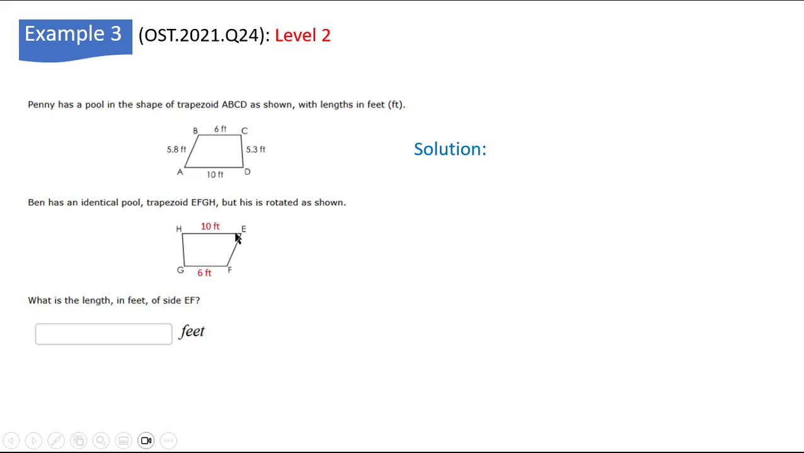Acute. This is the same as this. So now when you see this, see the 10, this angle is tying 10 and 5.8. So necessarily this should be 5.8.